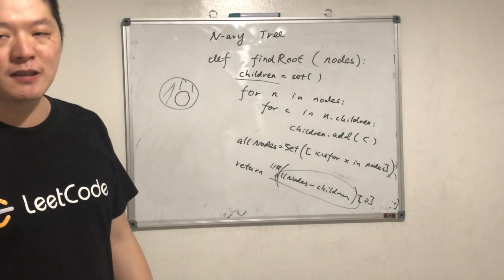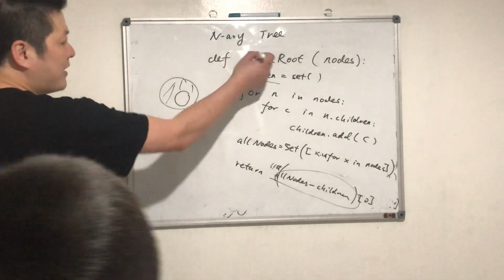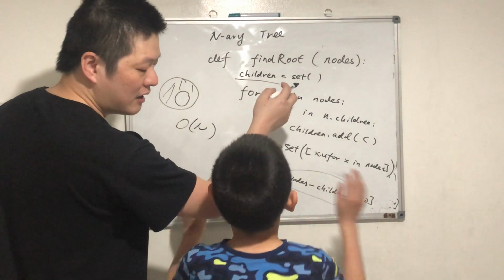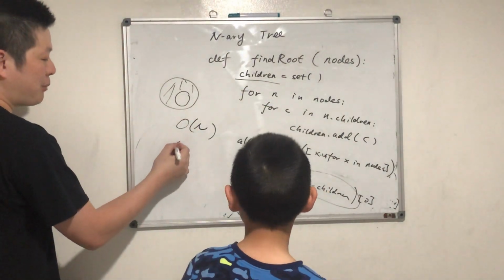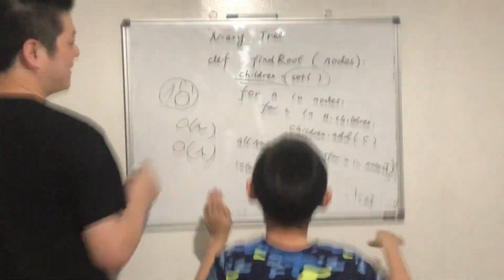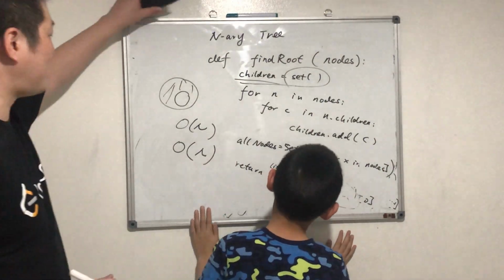What's the time complexity? If n is the number of nodes in the N-ary tree. What's the space complexity?